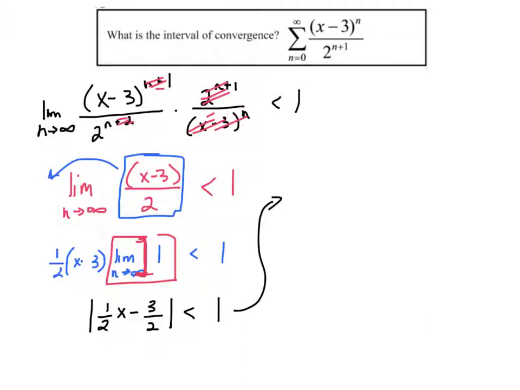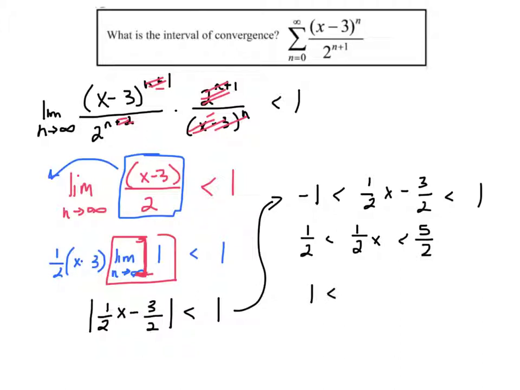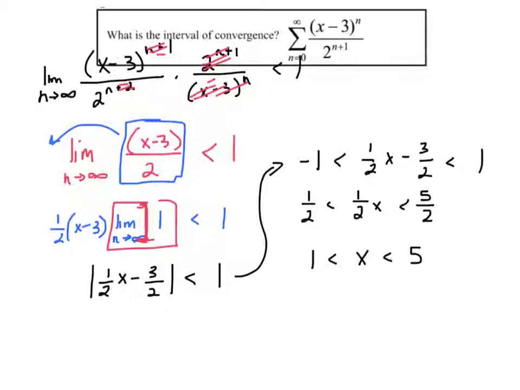Okay, so then we set this up, we have negative 1 less than 1/2 times x minus 3 less than 1. We add 3/2 to both sides, and then multiply everything by 2. Now remember we need to check those endpoints. Let me do that right below here, and I'll create a little bit of room.